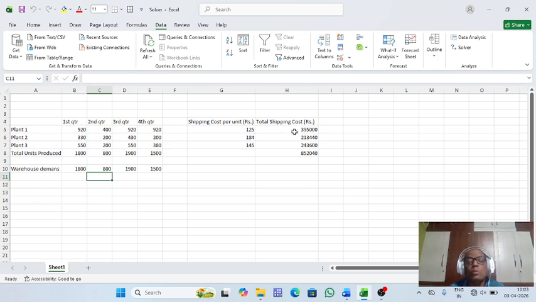And the total shipping cost, how has it been calculated? With the formula we applied, 125 into 920 plus 125 into 400 plus 125 into 920 plus 125 into 920. So the result is 3,95,000. If you add all the shipping costs, you'll get this value. So I hope it is clear. It is a very useful tool if you are working on a linear programming problem in Excel. I hope it is okay. Thank you.